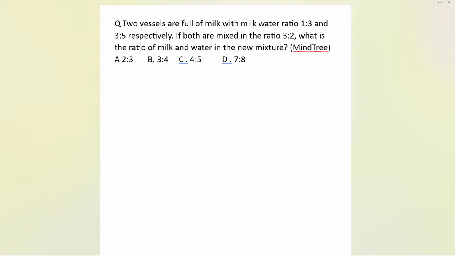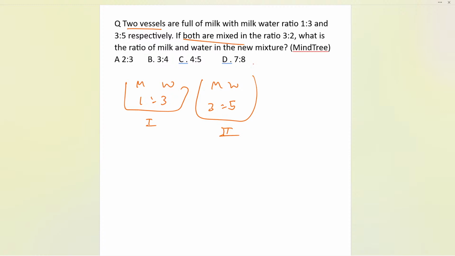Two vessels are full of milk, with milk and water ratio as 1:3 in the first vessel. Now the second vessel again has milk and water in the ratio 3:5. Now, if both are mixed, then after mixing, we are getting the ratio.